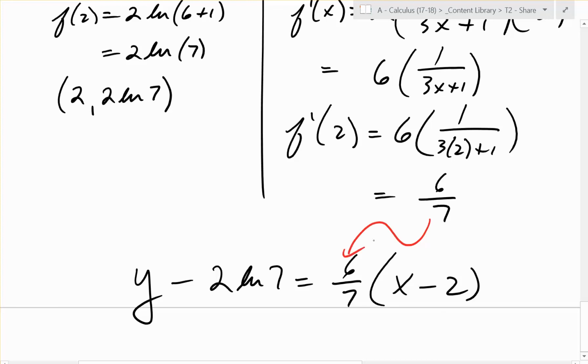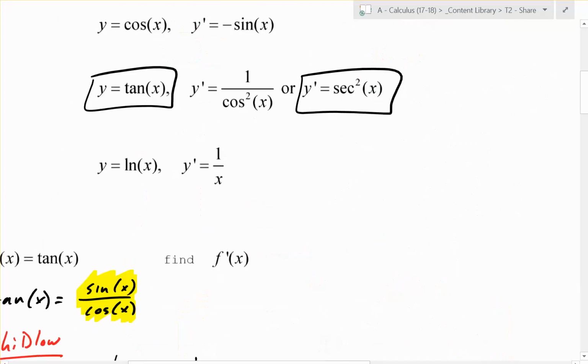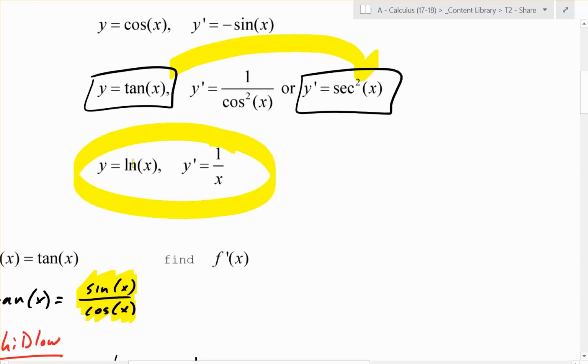Again, you have the slope right there. You have the 2 ln 7, the y coordinate there, and then you have the x1 right there. So that's the exact tangent line. So just to be super clear, you need to make sure you memorize this, and then you memorize that. You don't need to prove them, but it's nice to know where they come from.